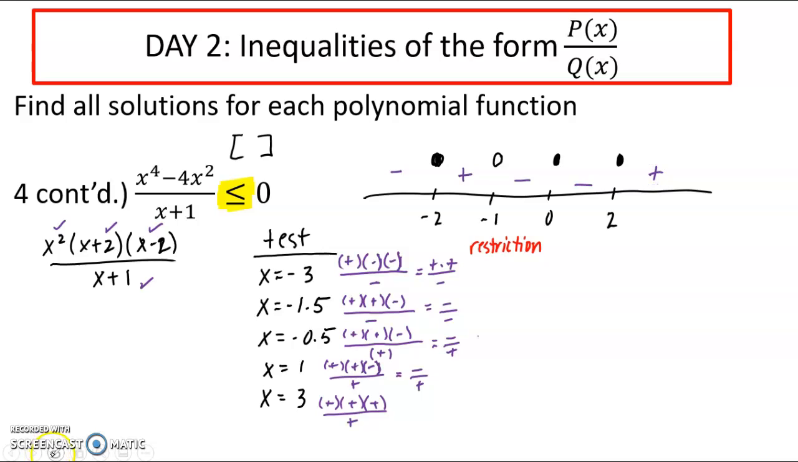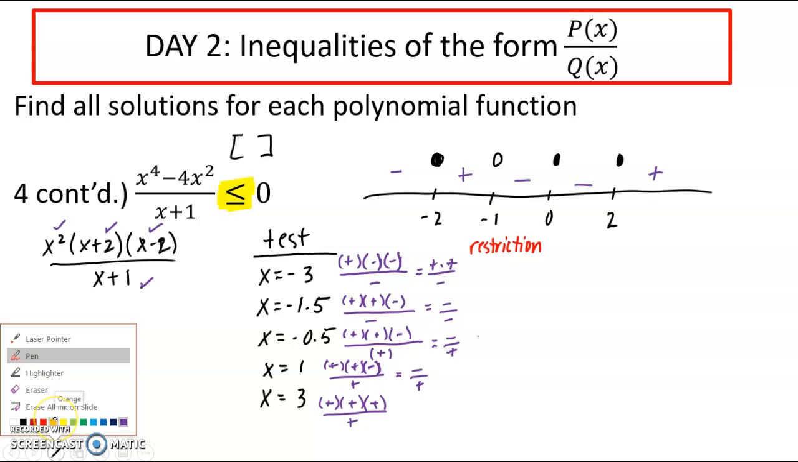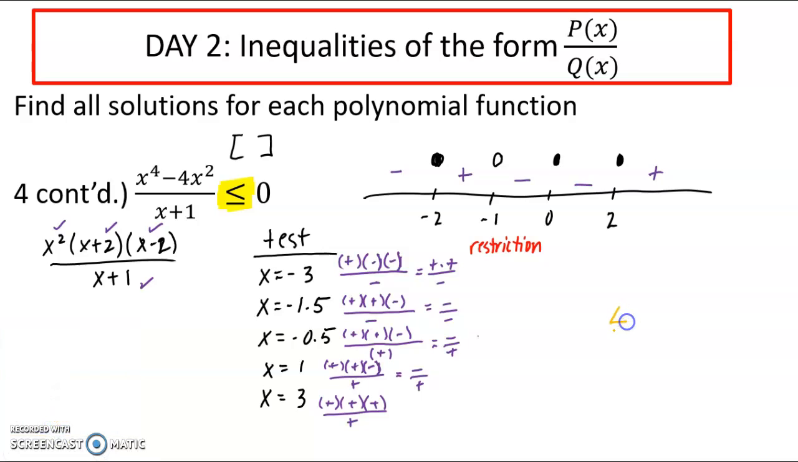All right, now I got to go back to my original, right? So if I go back to my original, if I'm less than or equal to 0, I'm looking for negative intervals.